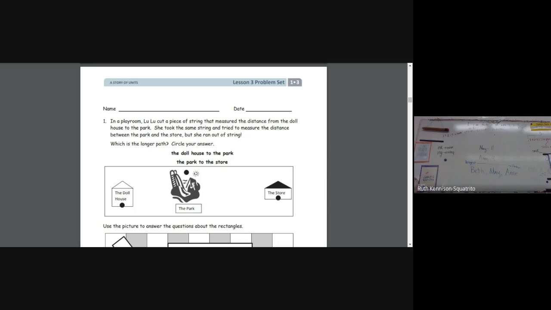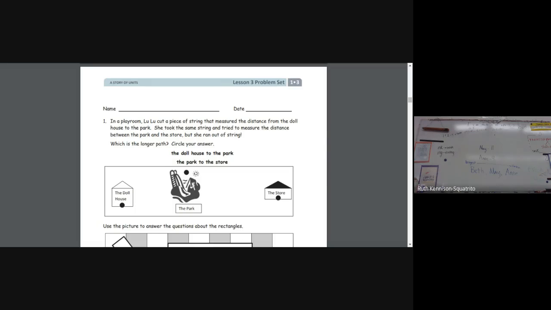All right, so measure and then you need, that's not what you did. You need to circle here. Is the dollhouse to this part longer? Or is the part to the store longer? Did you actually measure to the part? Stop! You don't get to just circle a random word. Kelly, look, listen. The dollhouse to the park. Is that longer or is the park to the store longer?